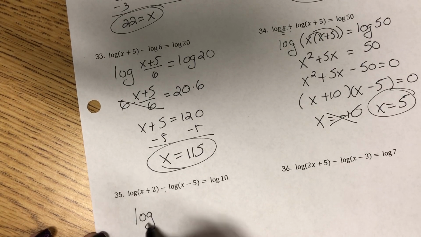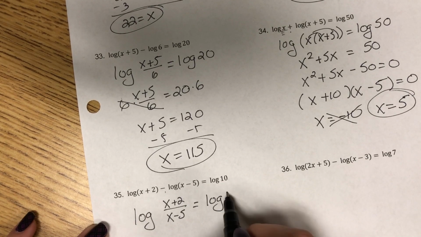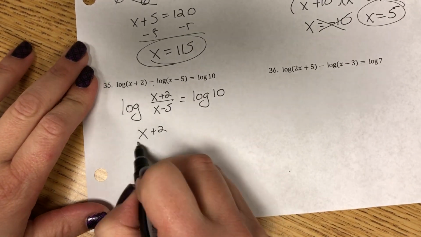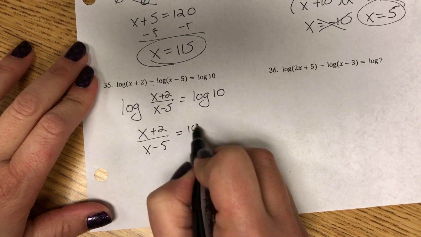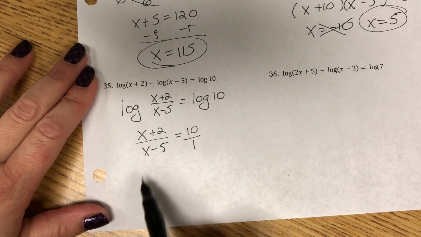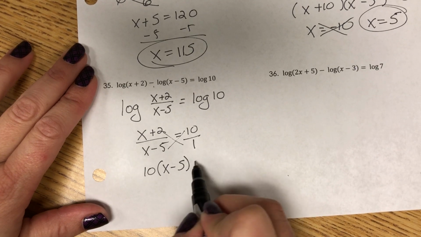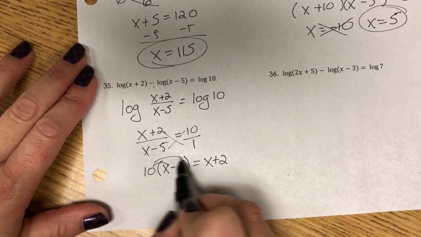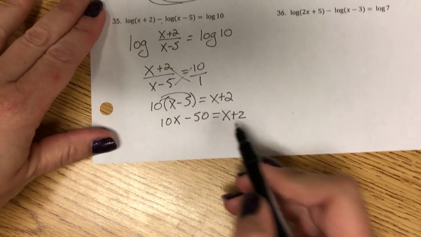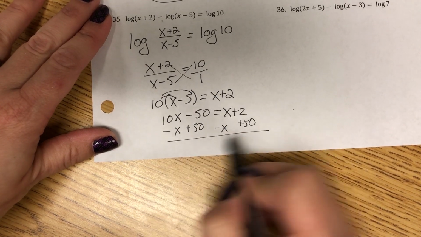Subtraction means we can divide our arguments. So you get x plus 2 over x minus 5 equals 10. Let's cross multiply because we've got a fraction of variables. So we got 10 times x minus 5 equals x plus 2. Distribute the 10. I'm going to subtract the x over here and add the 50 over here.